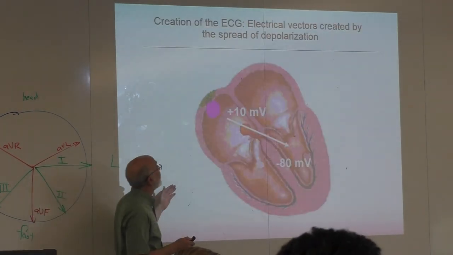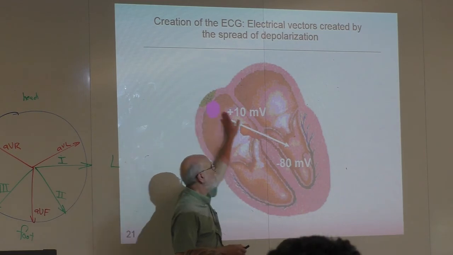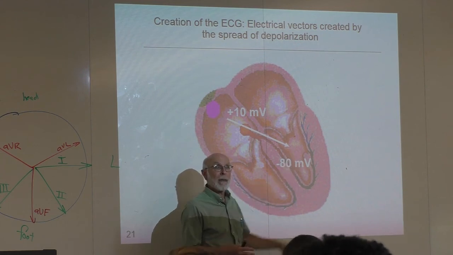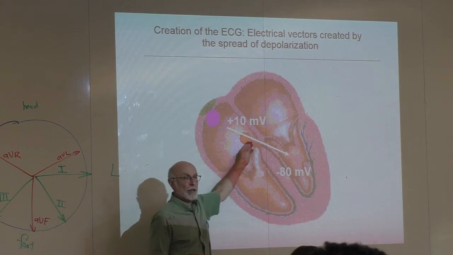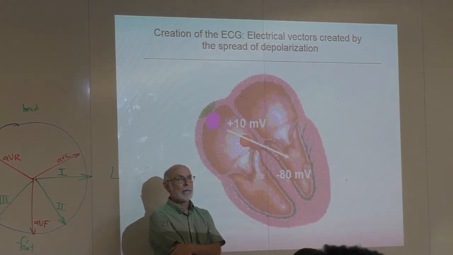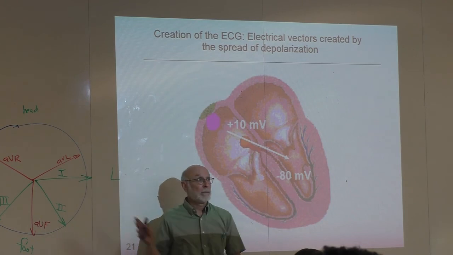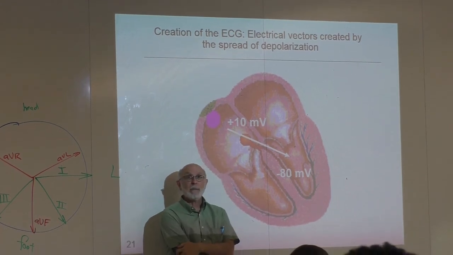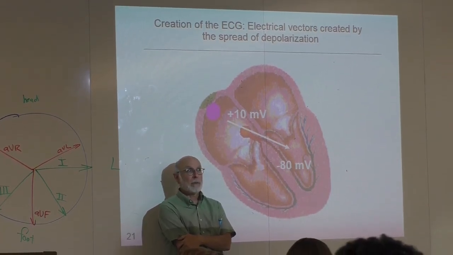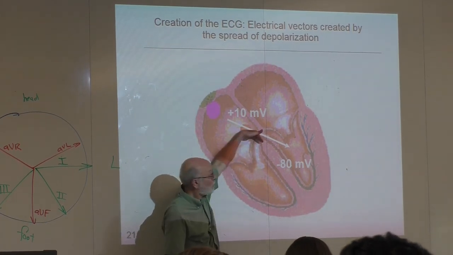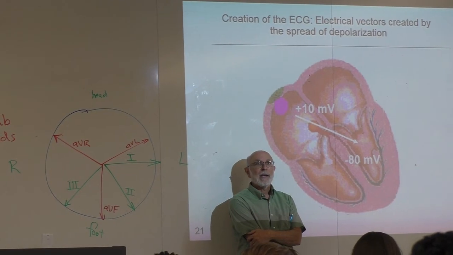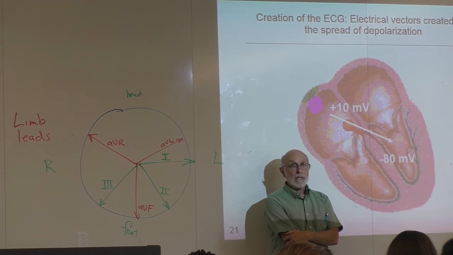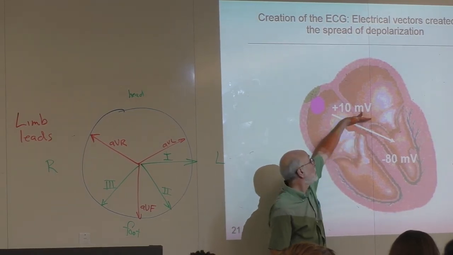Actually, let's go back to this one. So here is the spread of atrial depolarization, the onset of atrial systole. Is this vector going to be detectable by lead 1? Yeah, because it's got a component that is parallel to it. Is it going to be detectable by lead 2? Yeah, it's almost parallel. It's quite well aligned with it. Is it going to be bigger in lead 1 or bigger in lead 2? Bigger in lead 2, because it's more well aligned with lead 2 than it is with lead 1.